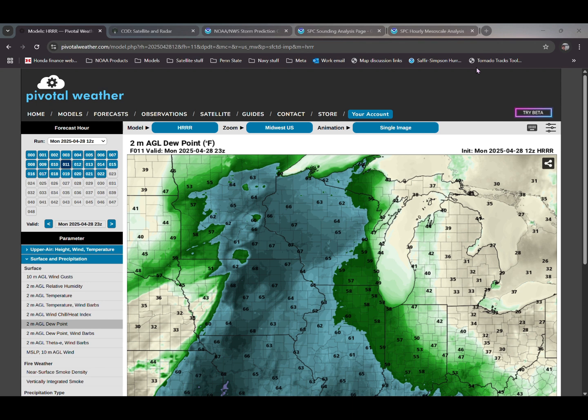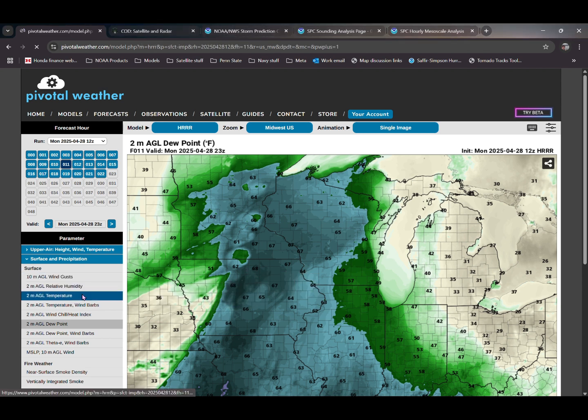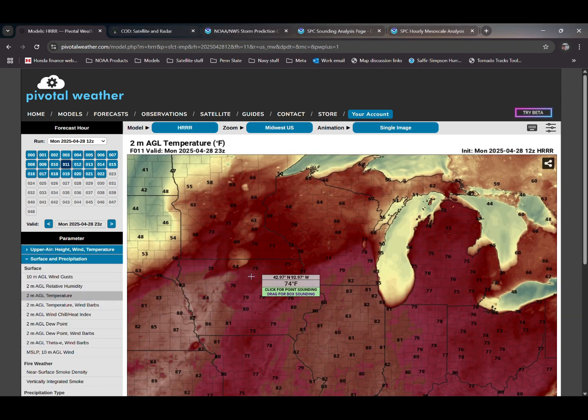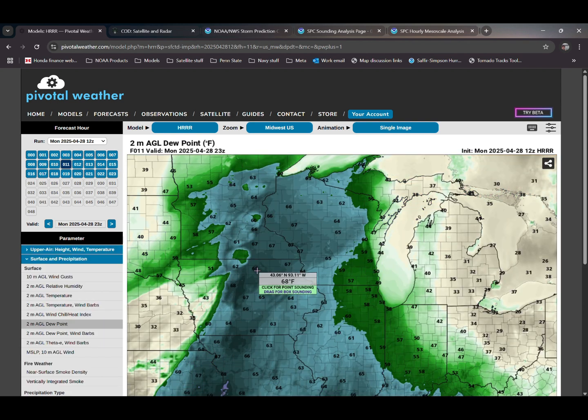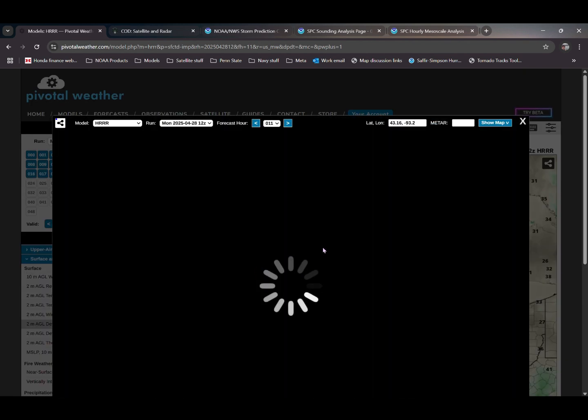Looking at a more localized area for the dew points this afternoon, really high dew points are a really good indicator of having that unstable lower atmosphere. That's really going to help drive that moisture that's needed for having increased supercell development. If we take a look at the temperatures as well, obviously it's a pretty nice spread between the dew point and temperature. We have 74 here and 68 dew point here. Let's take a look at the sounding.